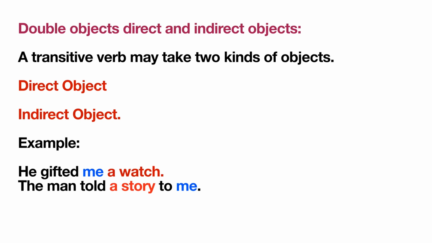In the next example, a man told a story to me. Students, concentrate on this point. In this example, direct object a story is written close to the verb told and before the indirect object me. In this case, the preposition to is placed before the indirect object me, and this indirect object becomes the object of the preposition to. So in these examples, gifted and told are the transitive verbs as they have direct objects a watch and a story with them.